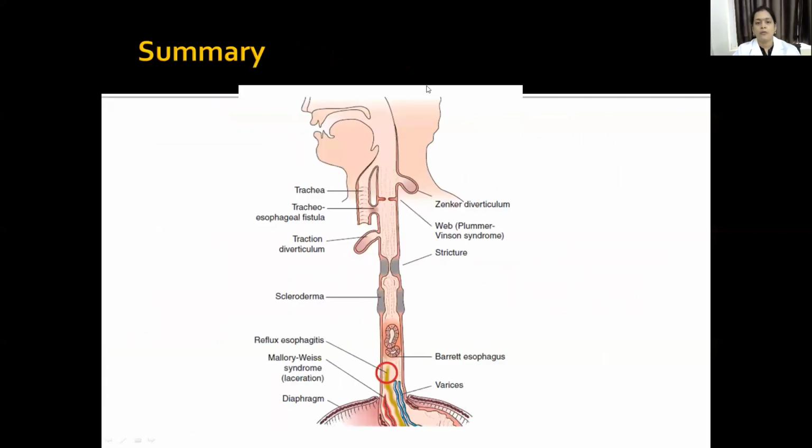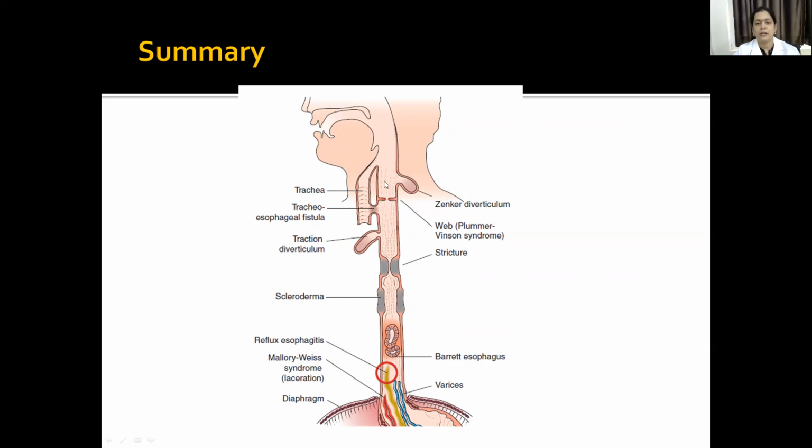Then the overall summary: the esophagus is a long, hollow muscular tube that extends from the oropharynx to the fundus of the stomach, passes through the diaphragmatic hiatus, and then there are some constrictions here. There is a cricopharyngeal constriction, the tracheal bifurcation, and the lower esophageal sphincter. These are anatomic constrictions, and the physiological constrictions are two: one, the LES, and the upper esophageal, that is the cricopharyngeal level.